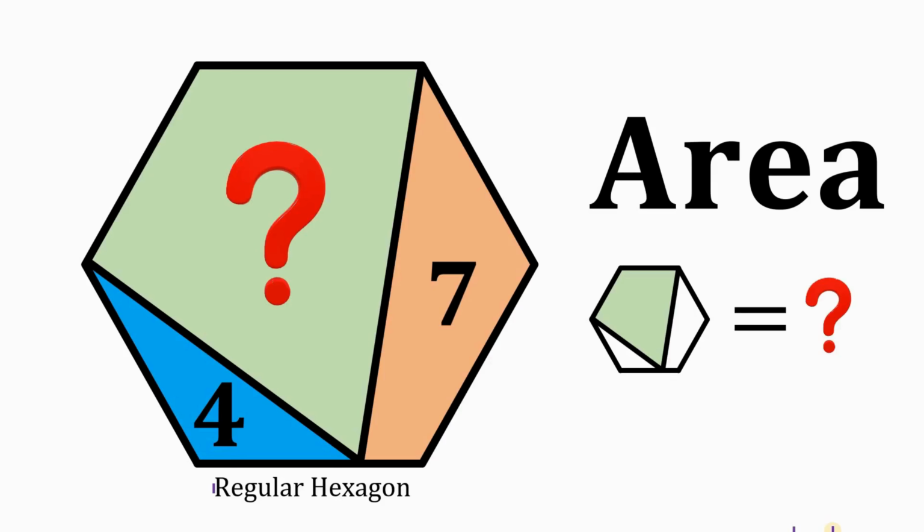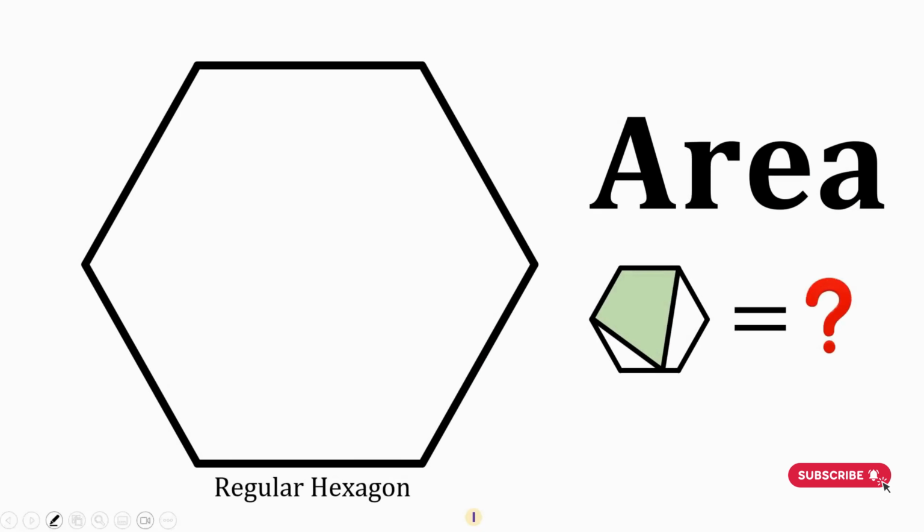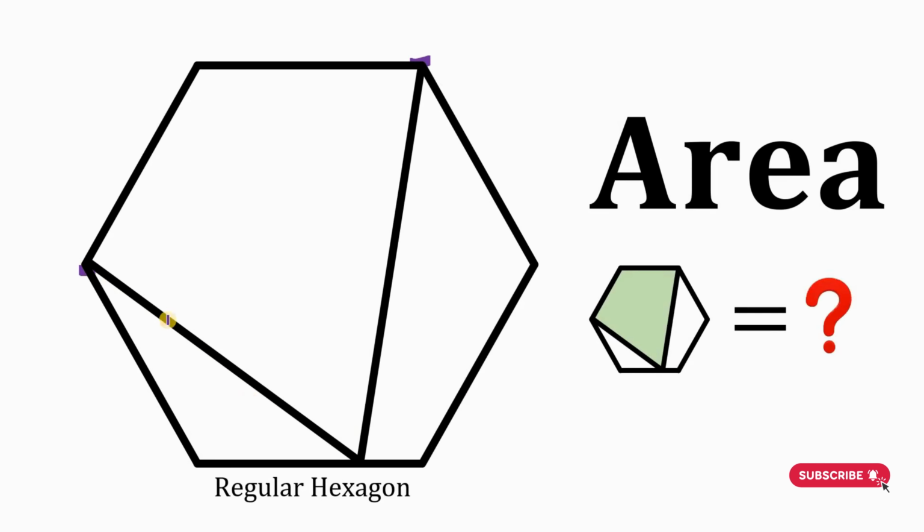Can you solve this geometry challenge? Here's the question. Given this regular hexagon, consider these two vertices of our hexagon. Let's draw two segments like this.